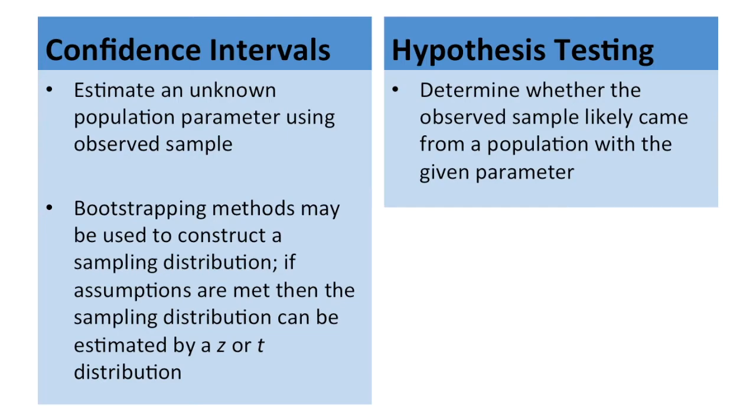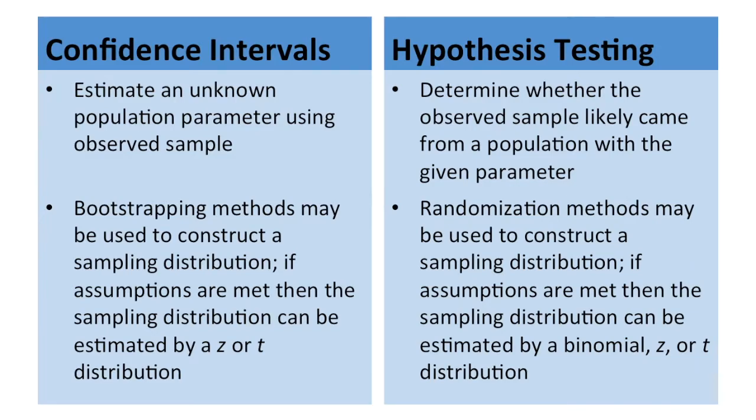In hypothesis testing, we're determining whether the observed sample likely came from a population with the given parameter. Randomization methods may be used to construct a sampling distribution. If assumptions are met, then the sampling distribution can be estimated by a binomial, z, or t distribution.